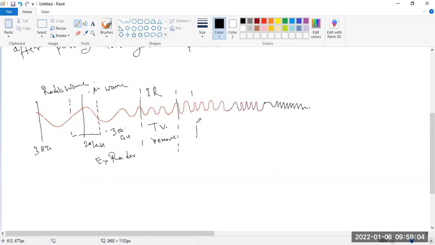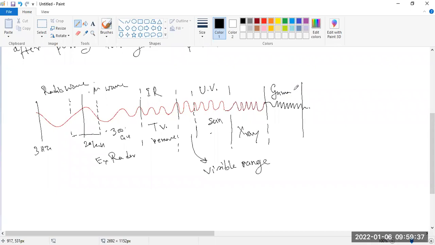Then this portion is under the visible range. Okay, and this portion is going under the UV ray. UV is coming from the sun, for example. After this range, that is X-ray. Then comes gamma ray, that is 300 E hertz. So this is a spectrum, but you can see this is a continuous signal, but there is also a discontinuous time signal that exists.